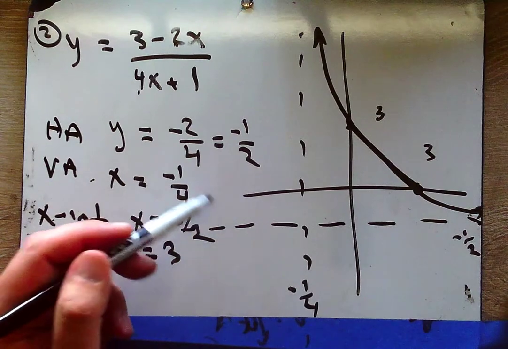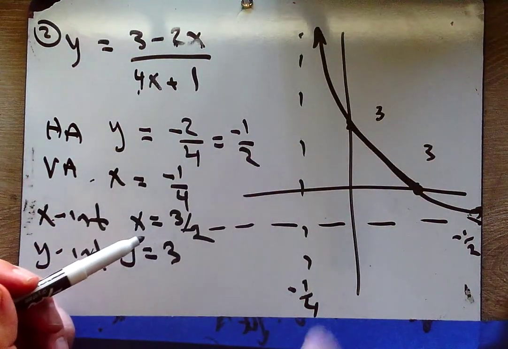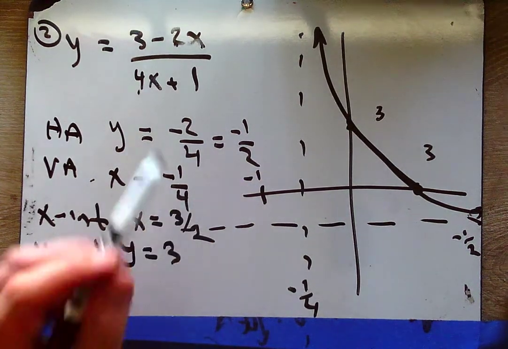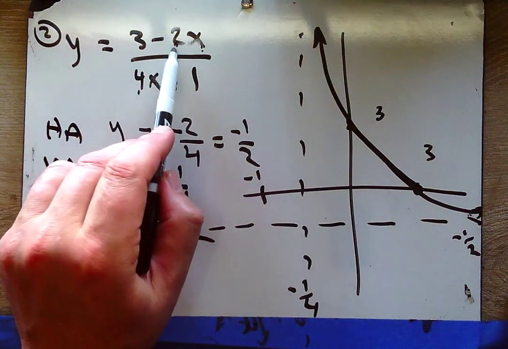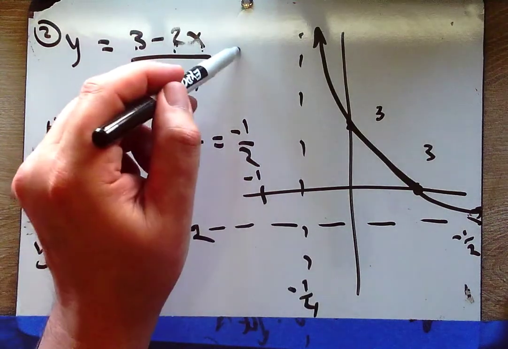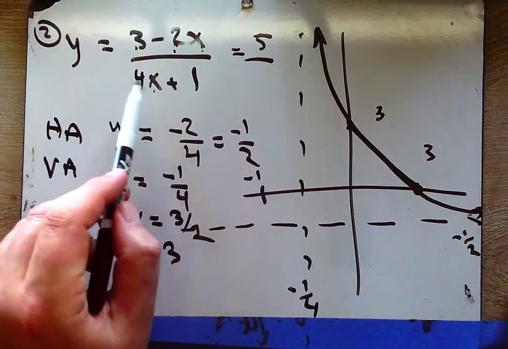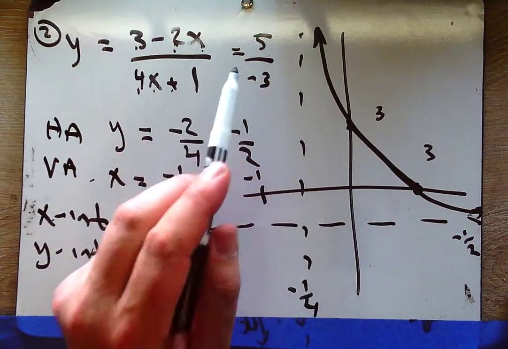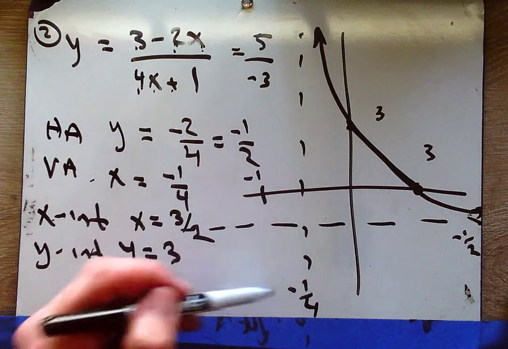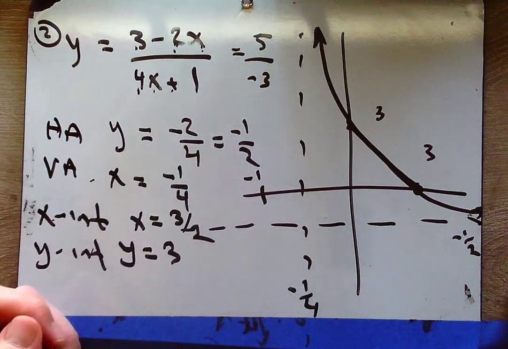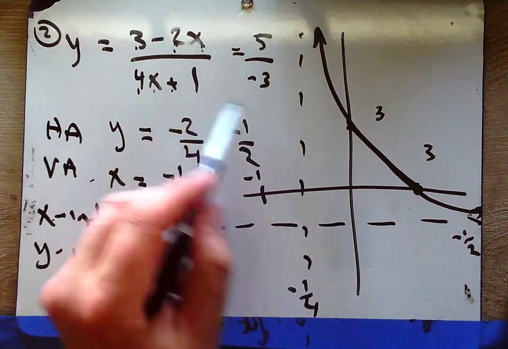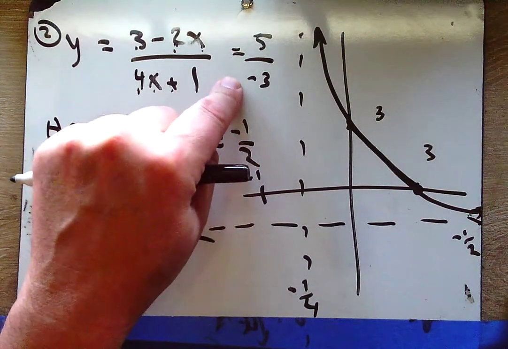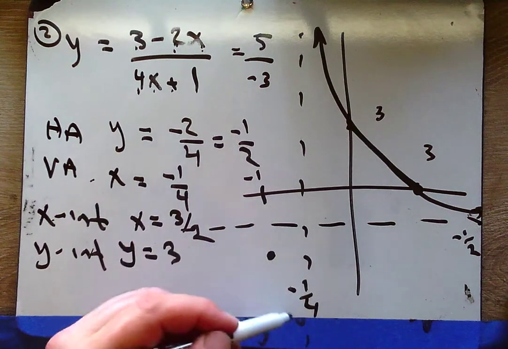What about on this side, to the left of this vertical asymptote? Well, I'm going to try in a value over here like -1. -1 times -2 is 2, plus 3 is 5 on top. -1 times 4 is -4, plus 1 is -3. That's -5/3. Is that below the horizontal asymptote or above? Well, the horizontal asymptote's at -1/2. -5/3 is less than -1/2, so we're down here.